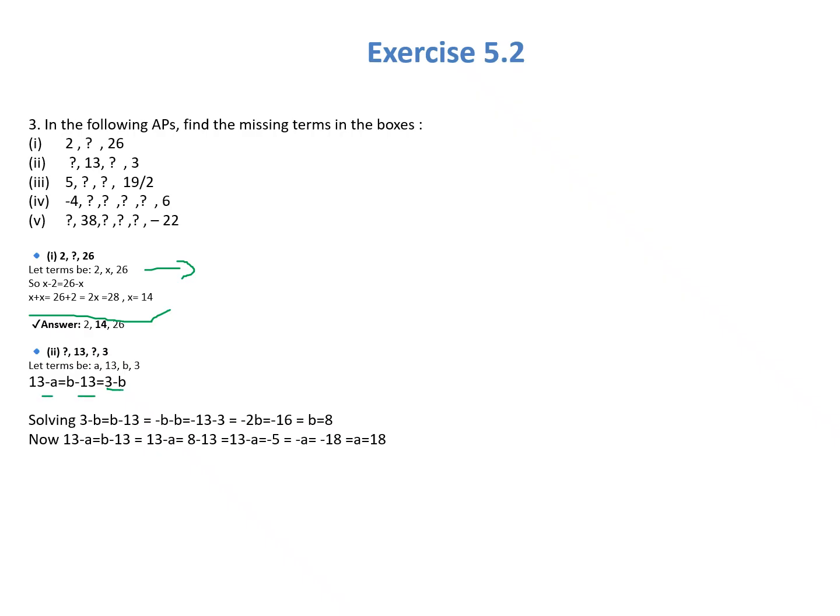Now we'll solve the second and third portion of it, which is 3 minus b is equal to b minus 13. On solving it, we get the value of b is equal to 8, and then we'll compare this value with the equation 13 minus a is equal to b minus 13, and we get the value of a as 18. And when we put it in the series, we get 18, then the next term 13, then the next term 8, and then the next term 3.